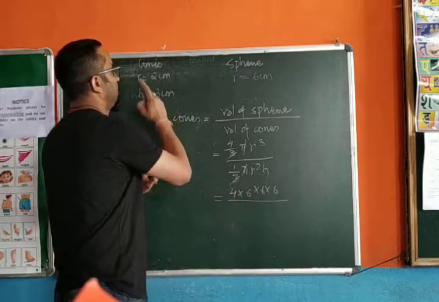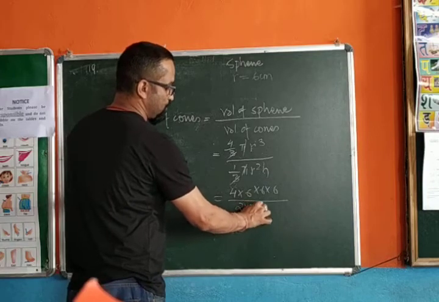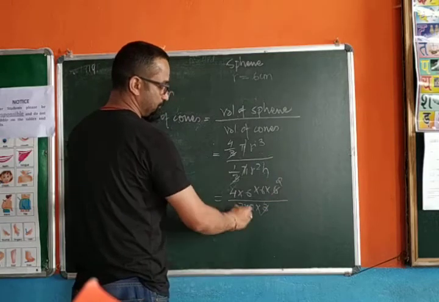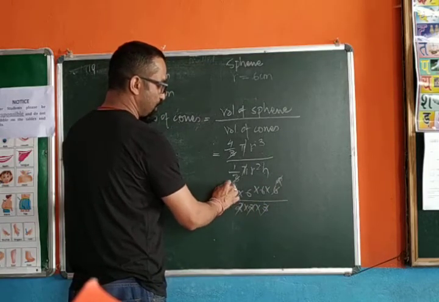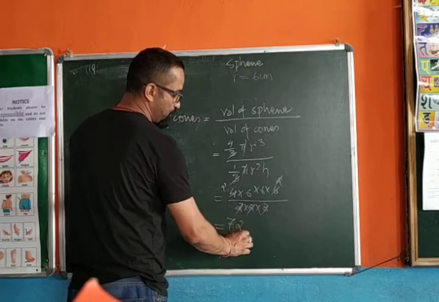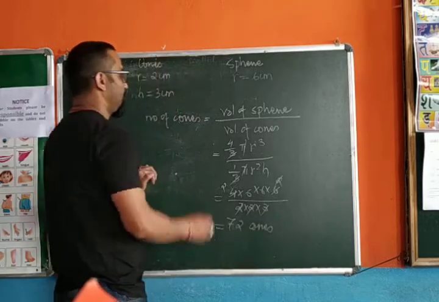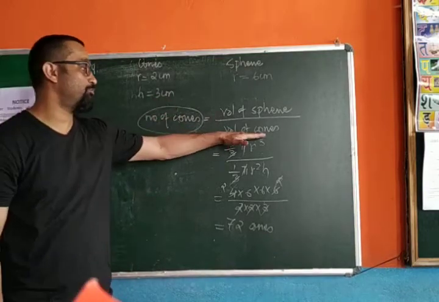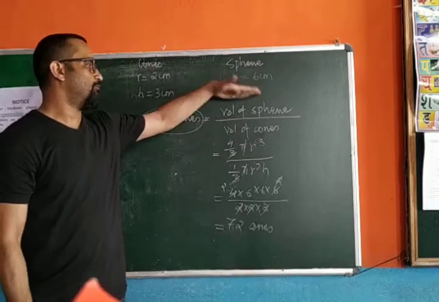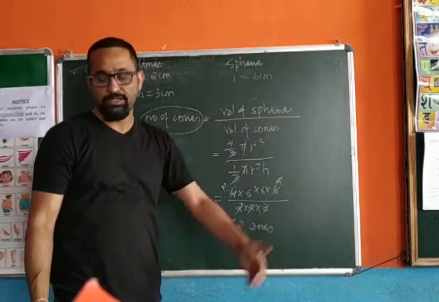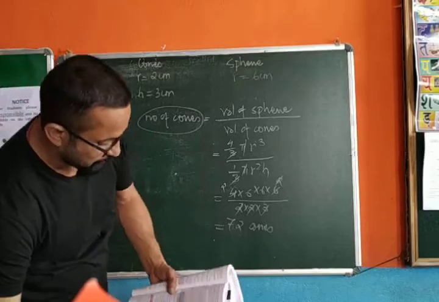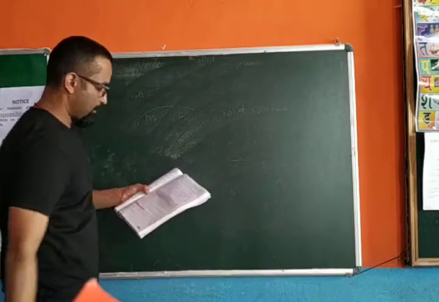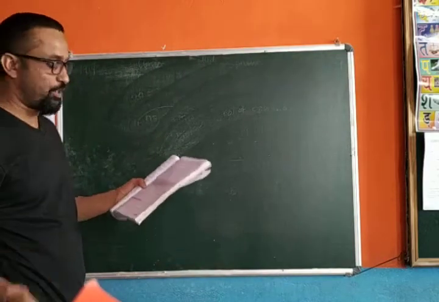The radius of the cone is 2, and the height is 3. Simplify this. 3 2 times 6, 2 cancels. Multiply this. You get 72 cones. This portion is very, very important. If you are asked to calculate the number of cones, its volume must be kept at the denominator. The volume of the next solid, you keep it at the numerator. Question number 21 is an important question.